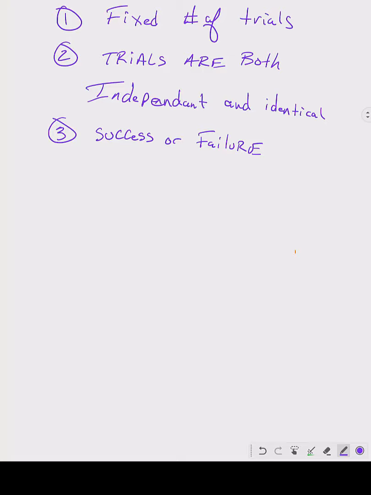Okay, so I have a fixed number of trials. Trials are both independent and identical, and there's success or failure. Well, in this case, the computer is going to randomly generate either even or odd, so the person either guesses it correctly or they don't. And the fixed number is 36 to start. So we're going to use the binomial distribution because all three of those conditions are met.